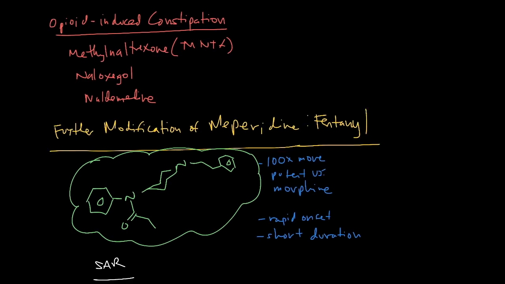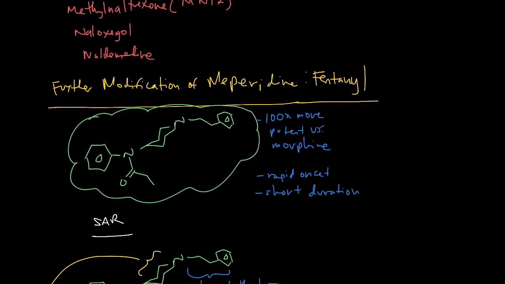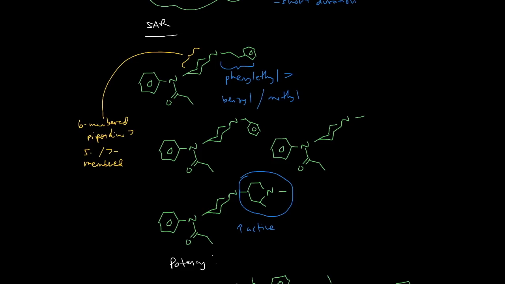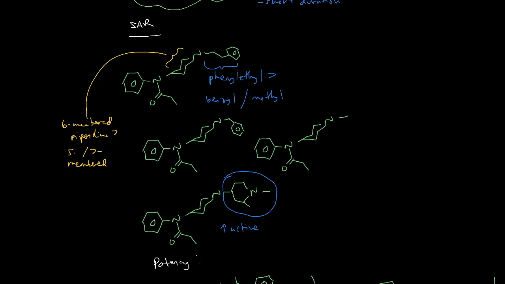Further modification of meperidine has led to fentanyl, which is 100 times more potent than morphine. This is also a prototype because it's in the green cloud. It has a rapid onset and short duration. Your SAR follows the following. Your six-membered piperidine ring, if you remember from Glennon's class, is a 6-carbon ring with 1 nitrogen replacing a carbon. The 6-membered ring is preferred over the 5-membered or 7-membered ring.